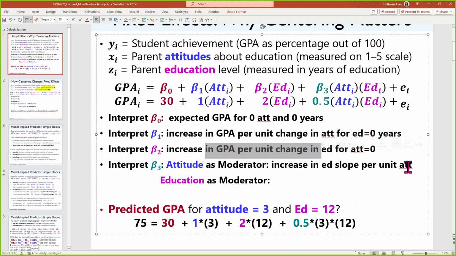This is marginal. Now, what if I want to tell the story the other way? You swap attitude and ed. Yep, increase in attitude slope. Almost can type. Per unit ed.